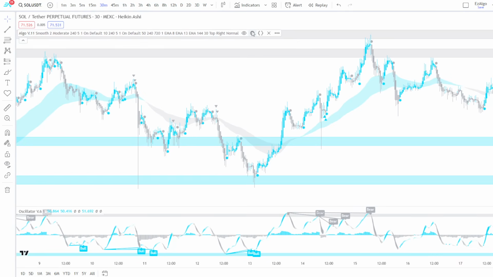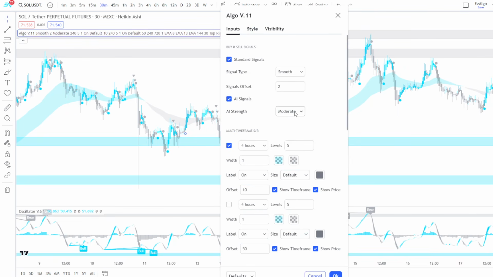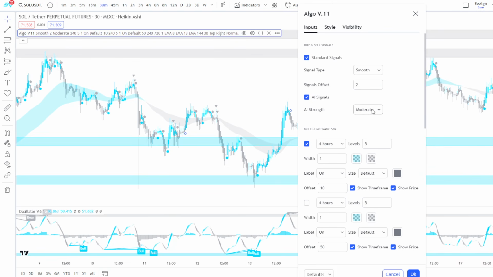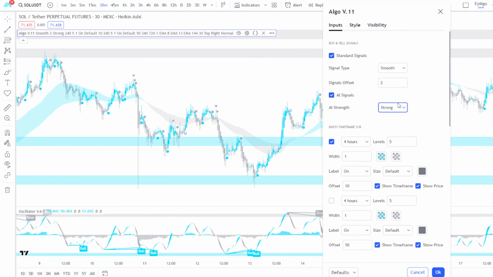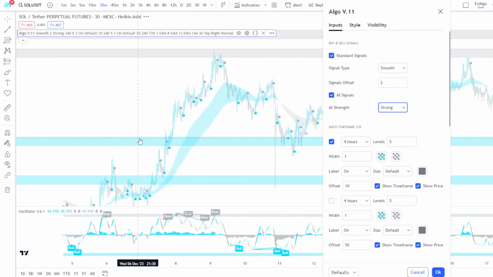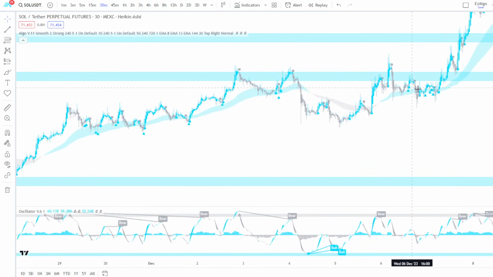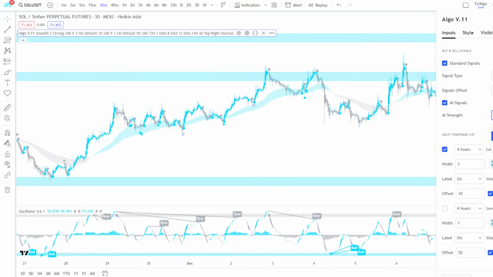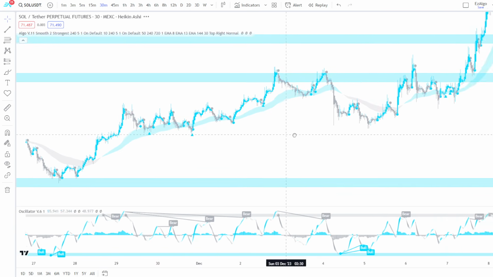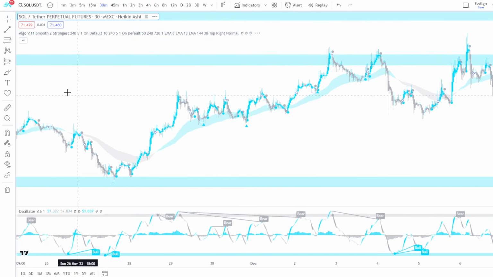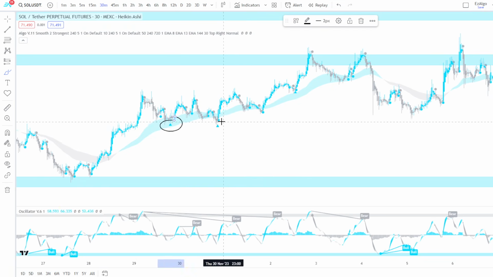Also, I'm editing this video and I just realized I didn't go over the AI strength. So by default, the AI strength is going to be moderate, but if you want to show only the stronger levels, you can change the AI strength to strong. As you can see, it got rid of some of the AI signals and it will only show the signals that are strong. If you want to increase the strength even more, you can change it to strongest. And it will only show the strongest signals when the probability is the highest.